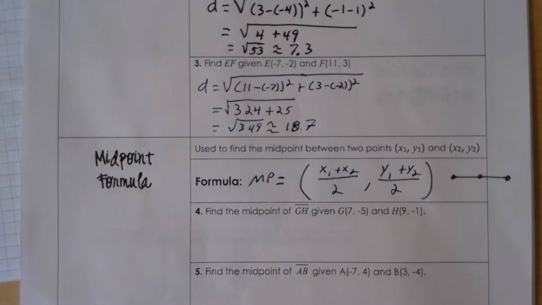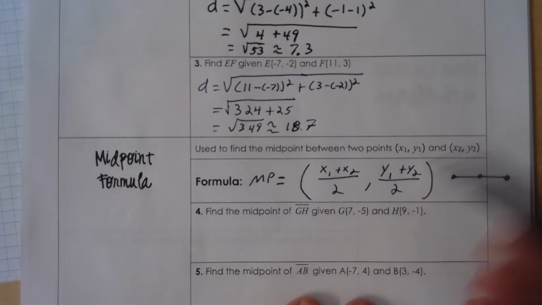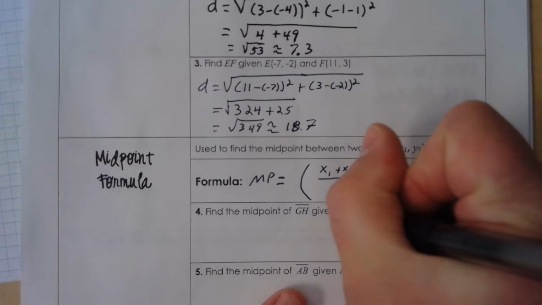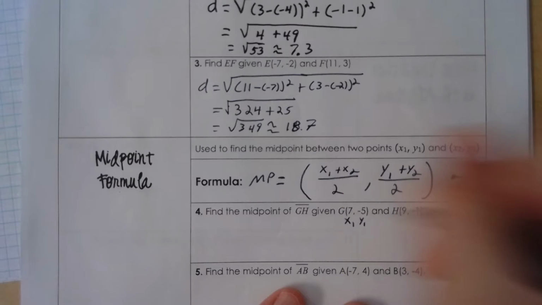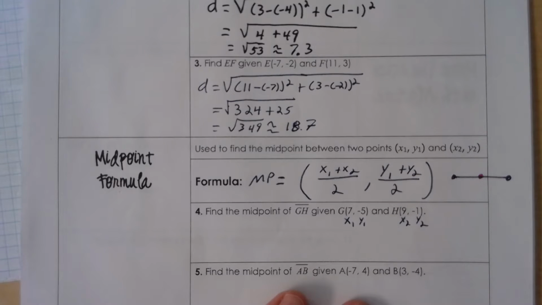Right. So for number 4, we've got find the midpoint of segment GH given that G is at 7, -5, and that H is at 9, -1. So refer back up here to your formula. This is x1, this is y1, this is x2, this is y2, and just plug these values in to this formula.